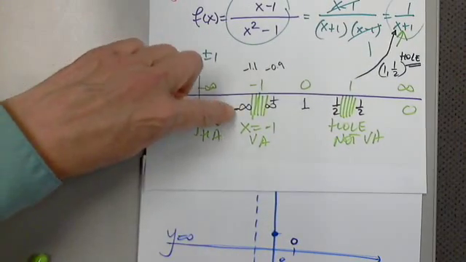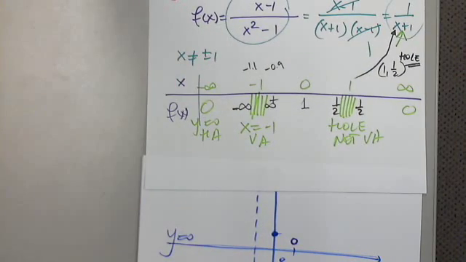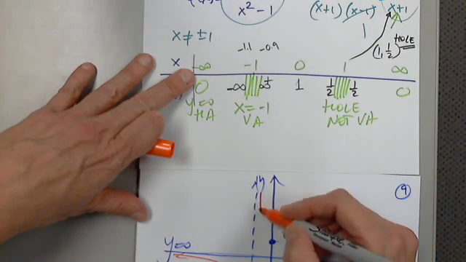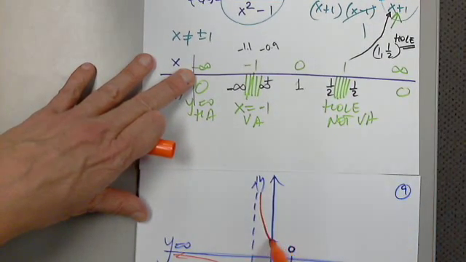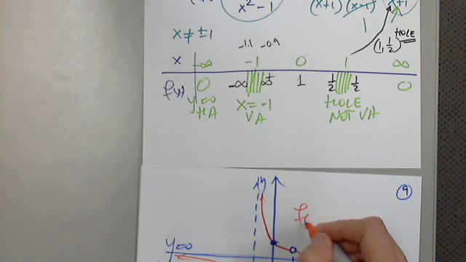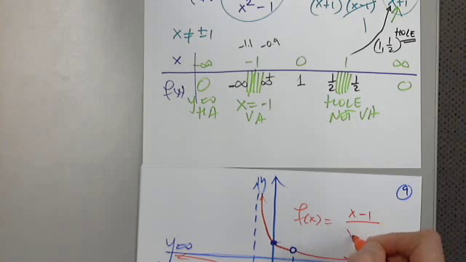So 0, -1/2, 0, -infinity. Right here. Done. On the other side, from +infinity, crossing at this point, going through that hole, and then approaching 0. And this is the graph of x minus 1 over x squared minus 1. Make sure that you plug in the graphing calculator the original function.